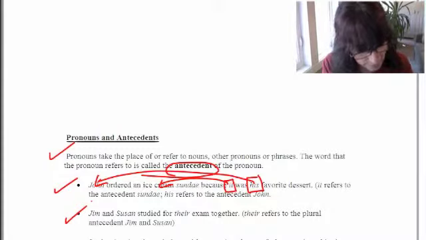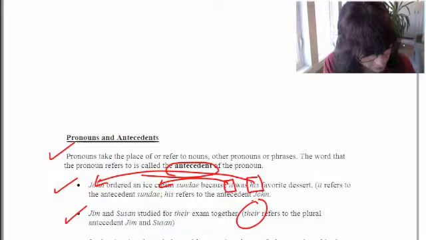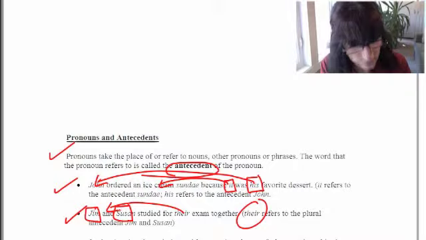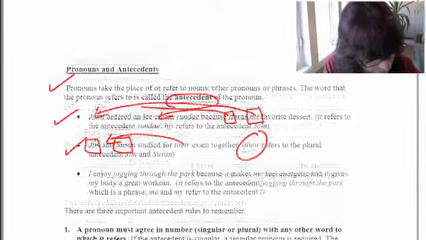In this next example, Jim and Susan studied for their exam together. Their, the possessive pronoun there, refers to the plural antecedent Jim and Susan. It was their exam, so that's a plural antecedent.